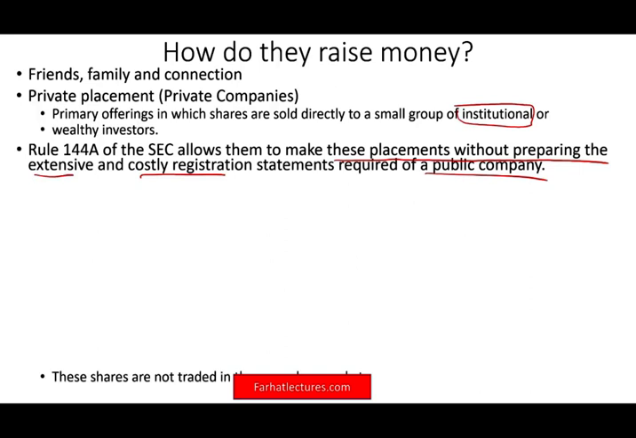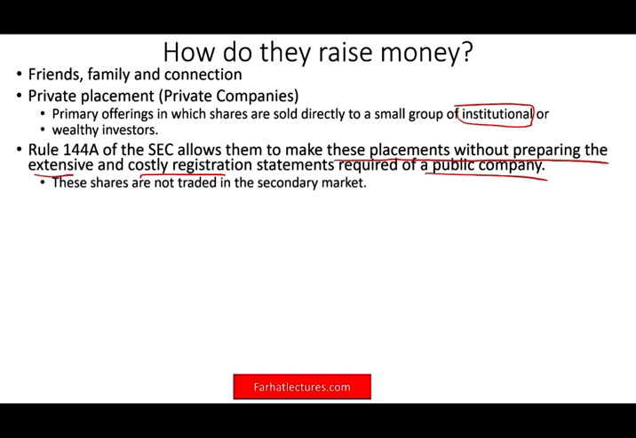But bear in mind, these shares don't have a secondary market, although they might have something similar to a secondary market. Now, why is the secondary market important? It's important because you lack liquidity if you don't have a secondary market. What is liquidity? It means you can sell your shares fairly quickly on short notice. So if you have the stock of a private company and you want to sell it, you're not going to find a buyer real quick.